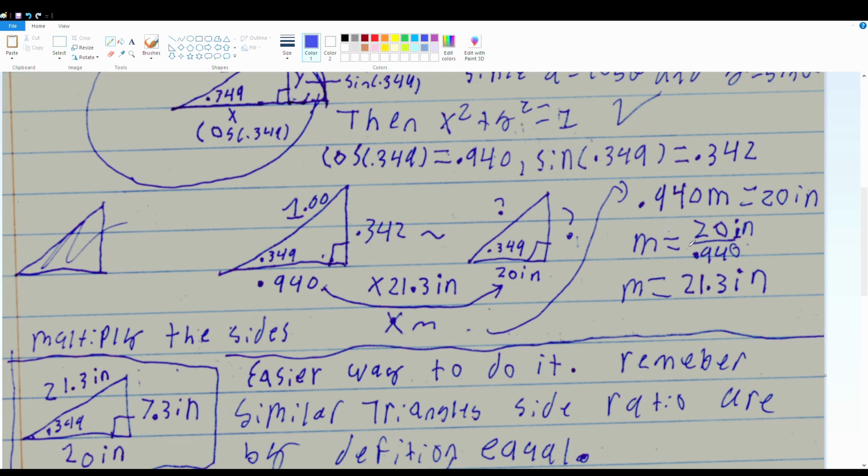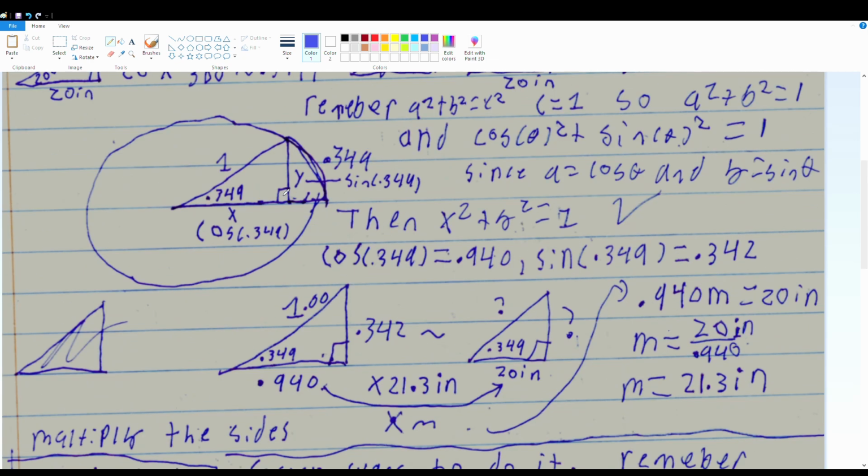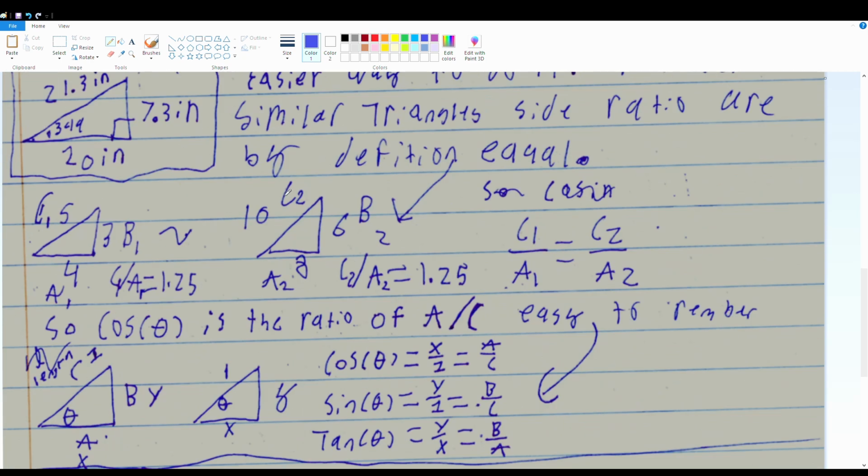Therefore, m is going to equal 20 inches over 0.940. And so m equals 21.3 inches approximately. And so we multiply everything by 21.3 inches. And so then we get, our hypotenuse is 21.3, the base is going to be 20 inches, this is going to be 7.3 inches.